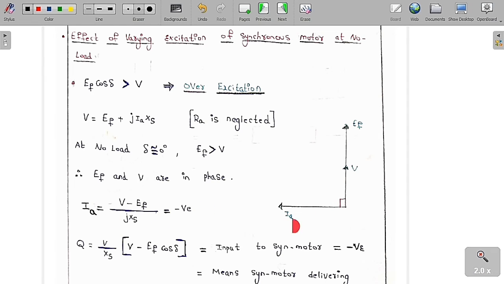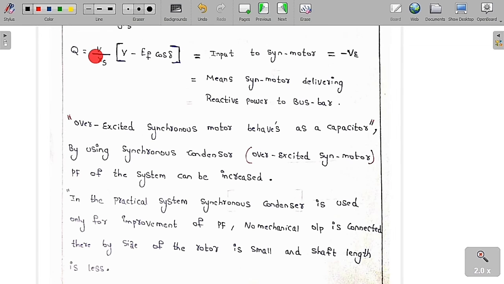You can see clearly the current Ia is leading V, also called EF. So we can say it is a leading power factor. That is the reason I have already told you a synchronous motor under over excitation acts like a leading power factor, because here Ia is leading the EF. Then what is the expression of reactive power? I have already told you the reactive power expression, which is the amount of reactive power input to the synchronous motor.